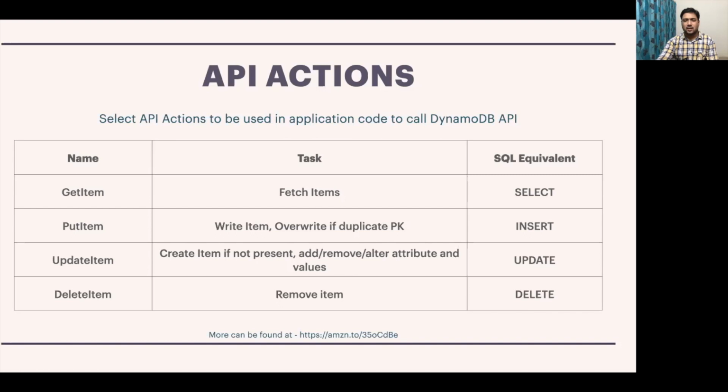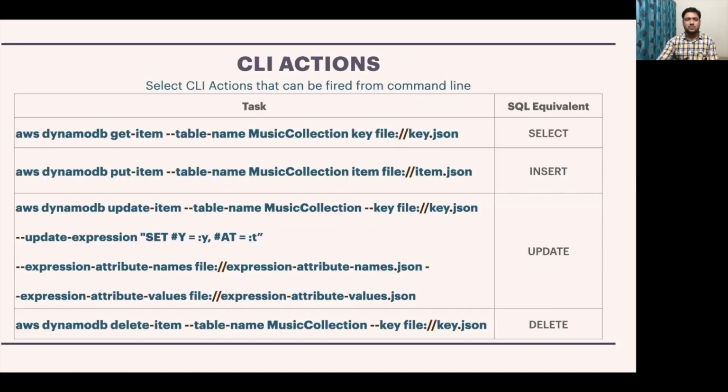But these API actions are embedded in the application code. If you're a casual user, or someone who just wants to look at the data, you can use the CLI commands. CLI commands can be typed from a terminal, and your user is authenticated using IAM and using the secret access key and the public access key.